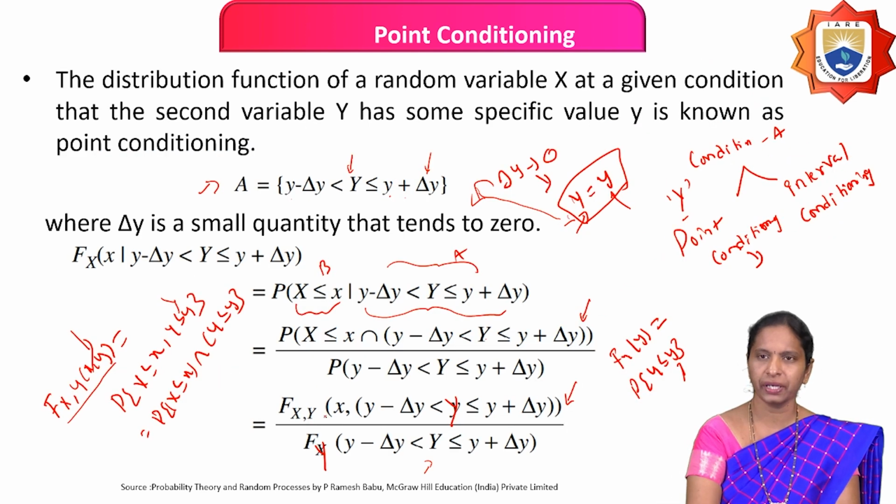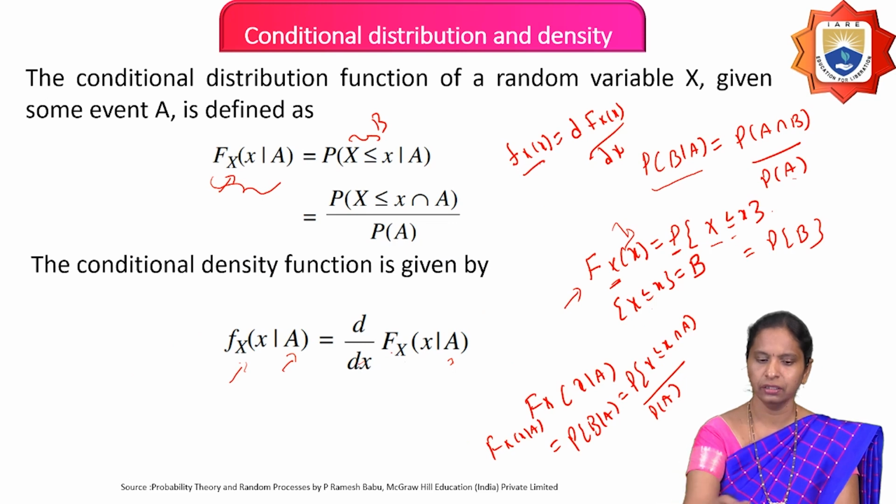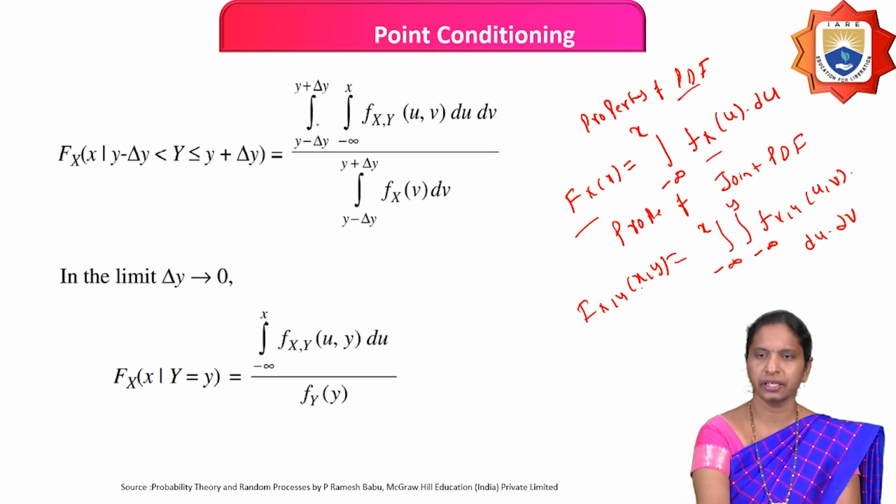Now we just compare this equation here. In place of x I have x only. In place of y I have here y minus delta y to y plus delta y. Therefore, what can I write here? Integration. What are the y limits? Previously, minus infinity to y. And here, what are the y limits? y minus delta y to y plus delta y.